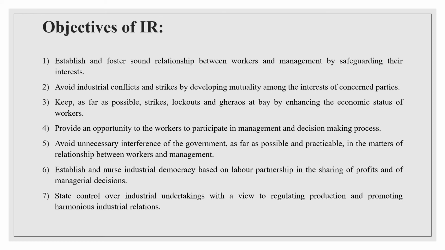Next one is to avoid the unnecessary interference of the government. Now, as we have talked earlier, there are three parties. First one is employer, second one is employee, and third one is government. So government only interferes when the matter is escalated by the trade union, or the matter is escalated by the management. So what this point says is that the industrial relations should be so smooth that we can avoid the unnecessary interference of the government.